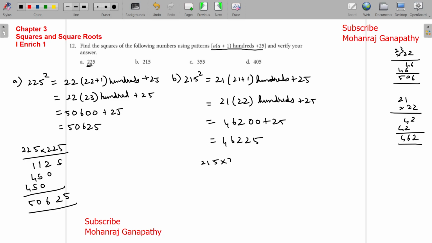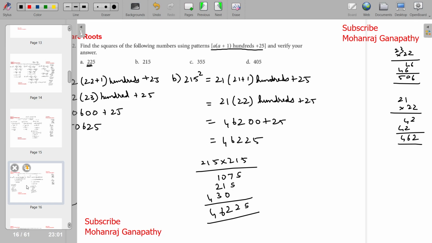215. We are going to verify this. 215. 5 5s are 25. 5 into 1 is 5, 5 plus 2 is 7. 5 2s are 10. It is verified. We don't have enough space, so we can duplicate it.